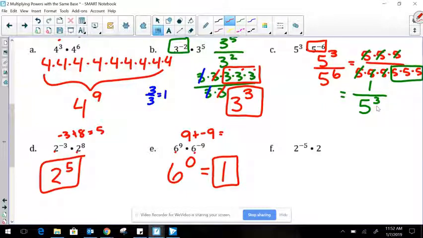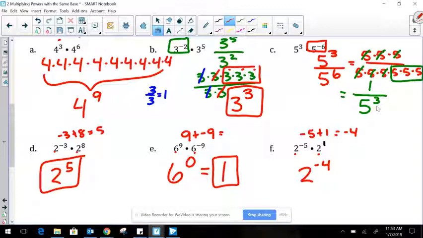All right, and then F, before we start this, let's add this exponent in. It didn't write the 1 here, but I would write that in before we start. Okay, so we have the same base. We both have 2s. The big numbers are both the same. I'm going to add -5 plus 1. What's that? Good. -4.